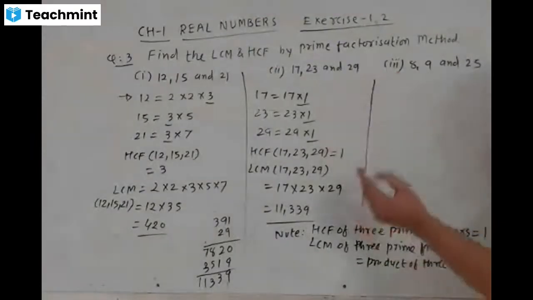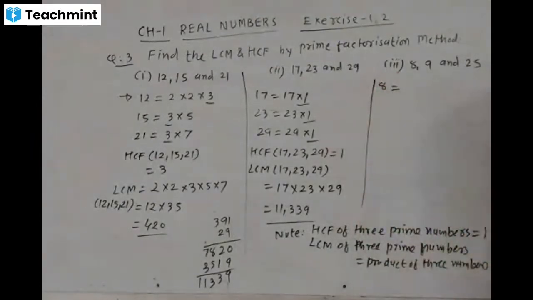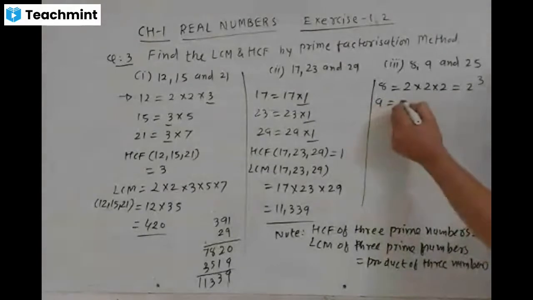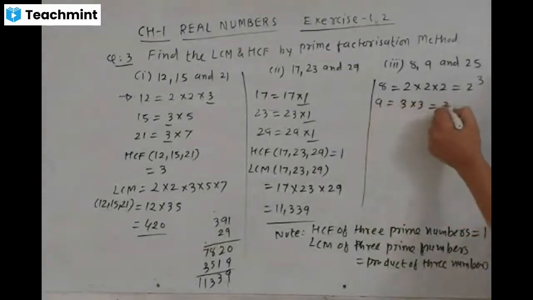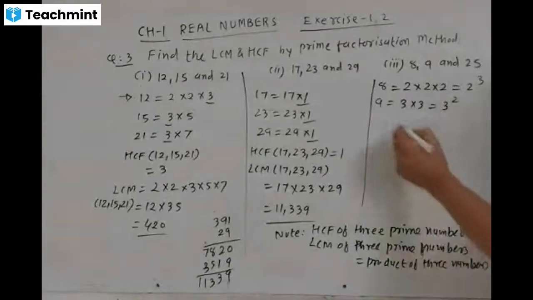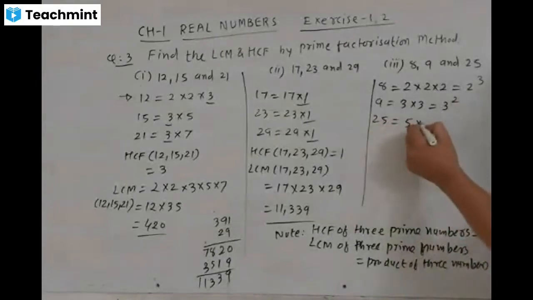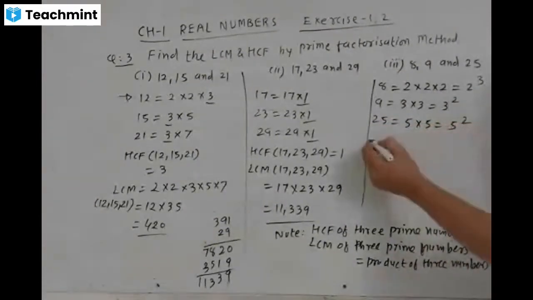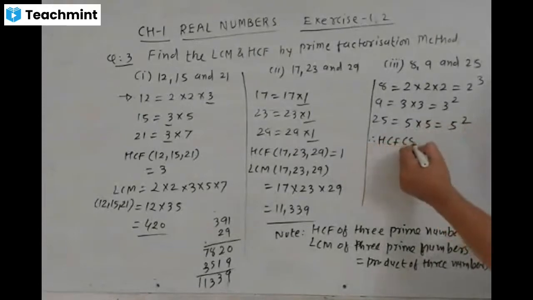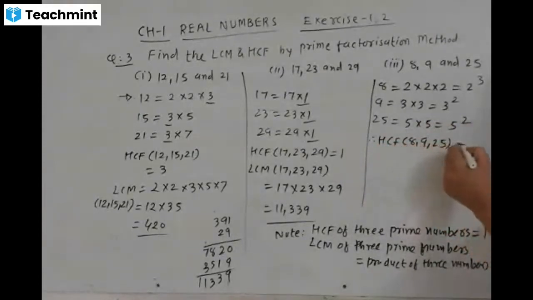Similarly, for the next question, prime factor of 8 is 2 into 2 into 2, that is 2 raised to 3. Prime factor of 9 is 3 into 3, that is 3 square. And prime factor of 25 is 5 into 5, that is 5 square. Therefore, HCF of 8, 9 and 25: there is no common factor other than 1. That is HCF is 1.